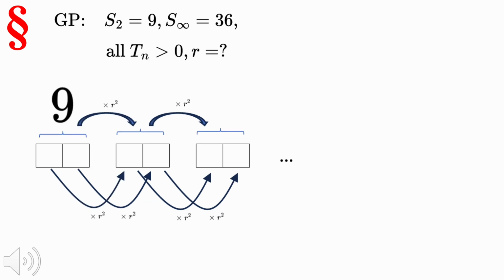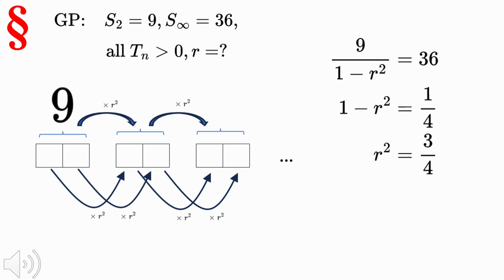We are given that the sum of the first two terms is 9, so the first term of the new GP is 9. Also we are given that the sum to infinity is 36. Using the formula for the sum to infinity to relate the two, we have 9 over 1 minus r squared equals 36. After some simple algebra, we get to r squared equals 3 over 4. We also know that all terms are positive. This means r is positive. Therefore the answer is r equals root 3 over 2. This is the answer required.